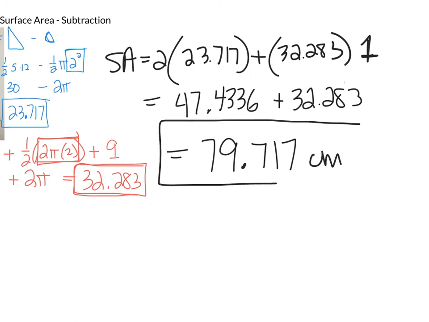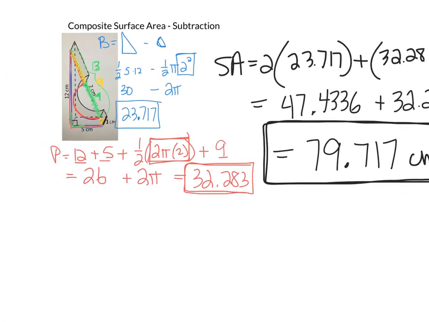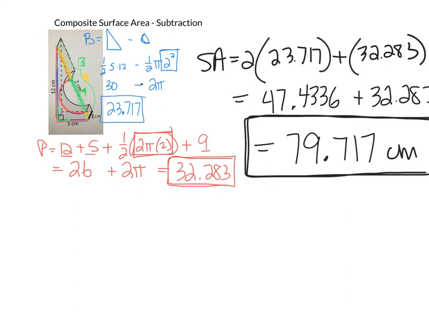Okay, so now this one doesn't have a hole through it, but it is missing a piece of it. And whenever something has been subtracted, we have to subtract the base area and we have to add base perimeter. Okay, remember, perimeter is the total distance around the outside.